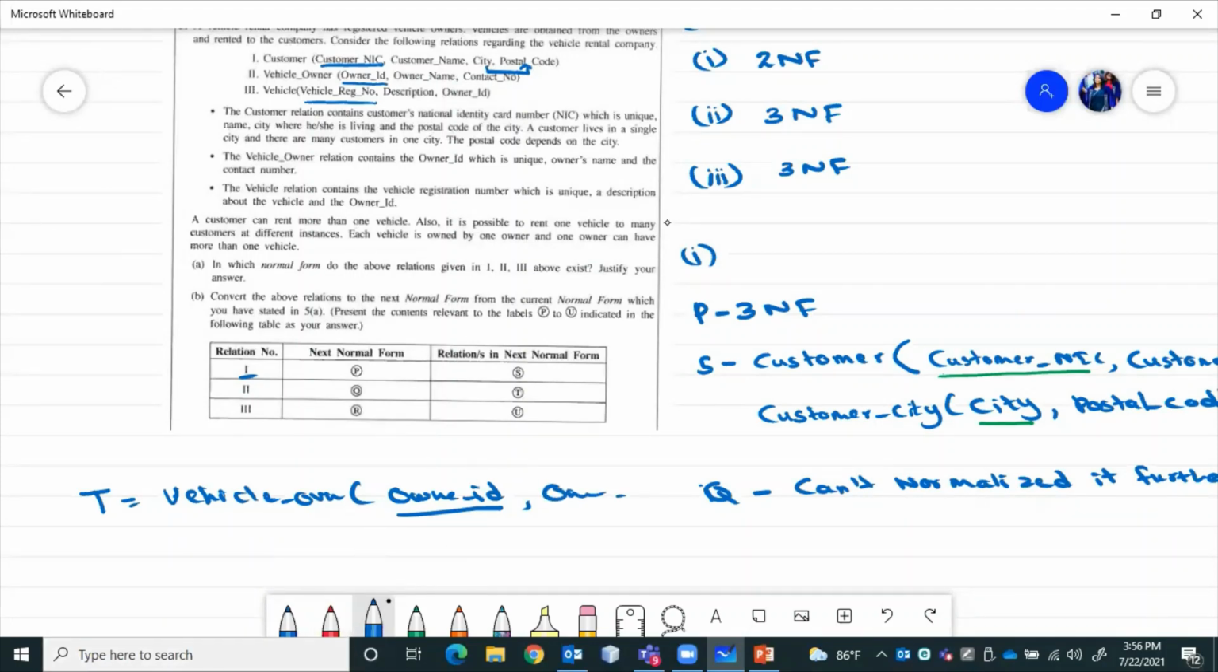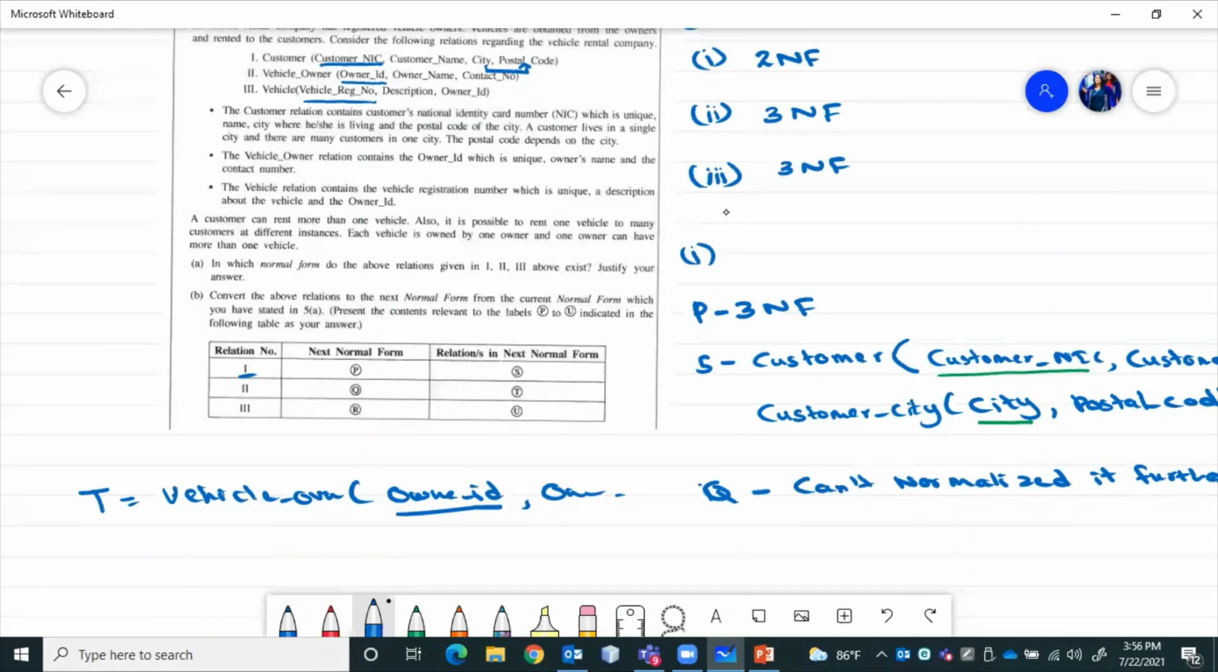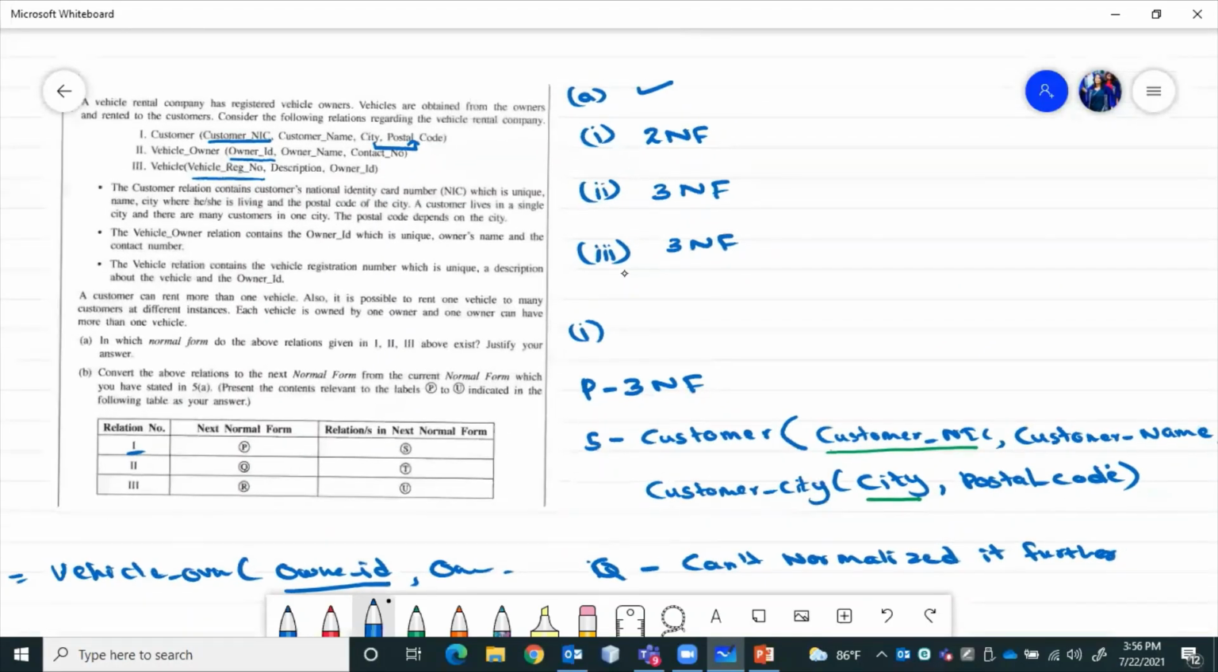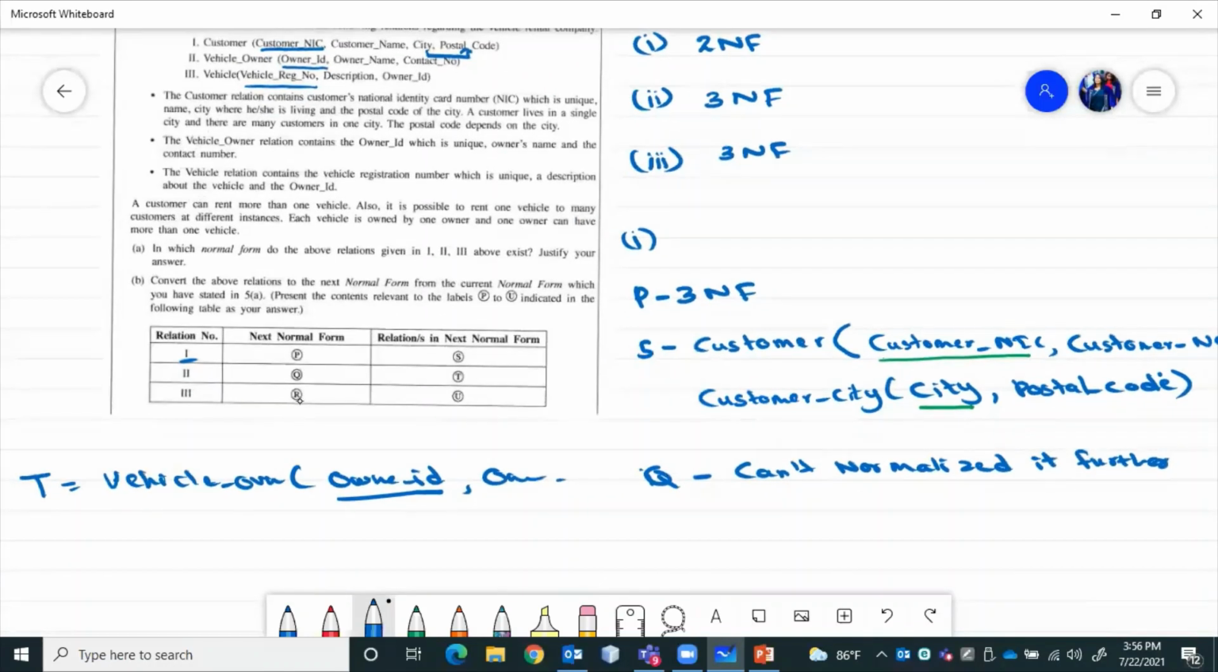And same thing for the third relation as well. Can we further normalize it? The third relation? No, we can't. Good. So again, you have to write R. The answer for R is can't normalize it further. You have to write the relation, and when you're writing, please note down the primary key. For that, you are getting marks.